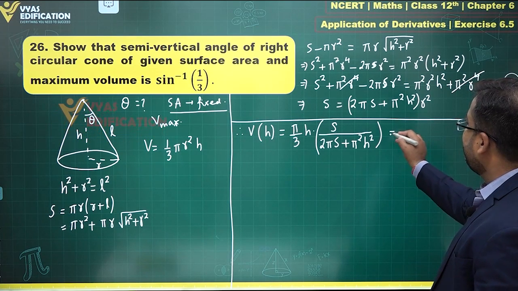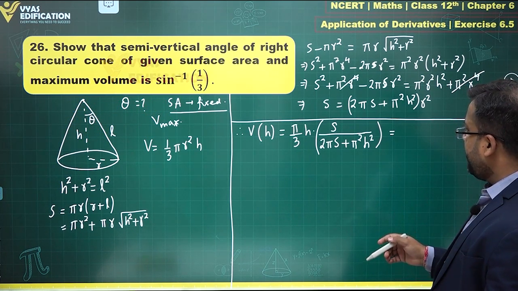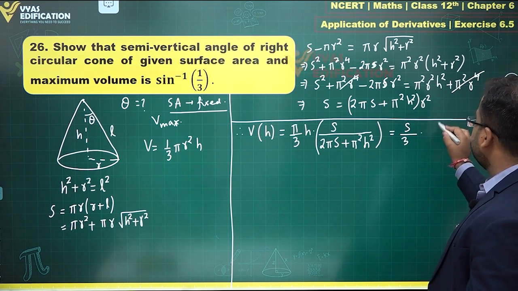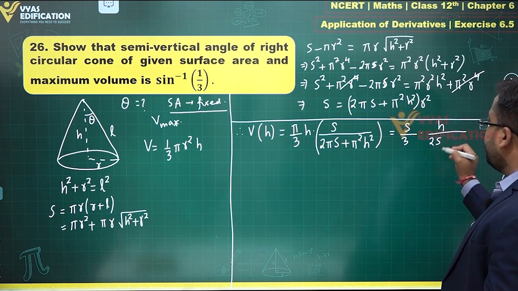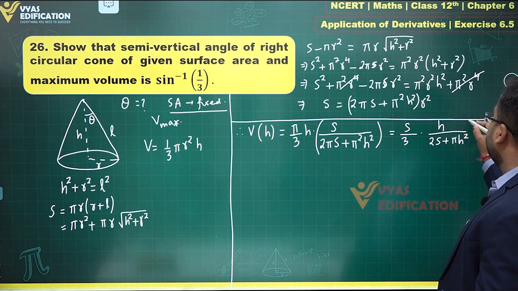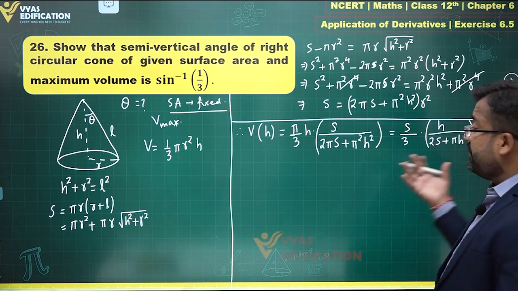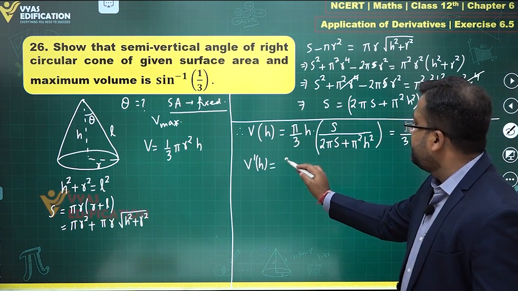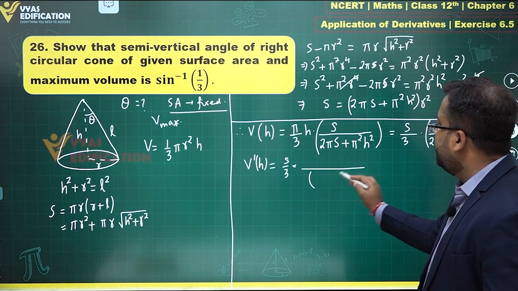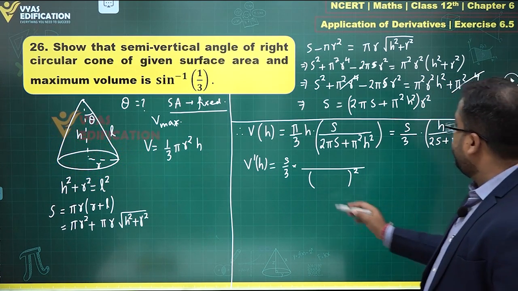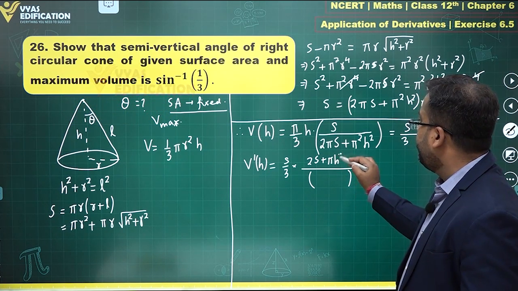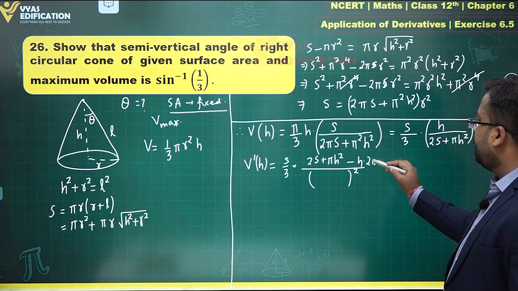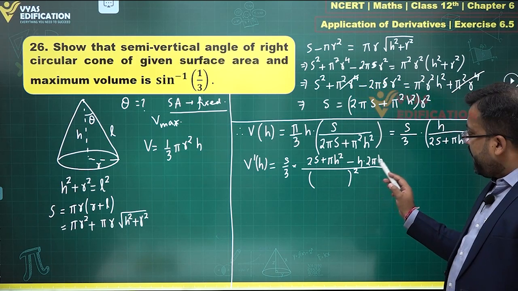Volume in terms of H is this, and after this only some differentiation remains. Maybe you can cancel out a pi. You have S upon 3 times H upon, if you take out a pi, what remains is 2S plus pi H square. This is what remains, right? And let's differentiate this with respect to H now. So V prime in terms of H will be equal to S by 3 remains outside, and denominator squared, denominator times derivative of numerator 2S plus pi H square times derivative of H, which is 1, minus H times derivative of this, which is 2 pi H. This is what you get. So this is 2 pi H square, pi H square.